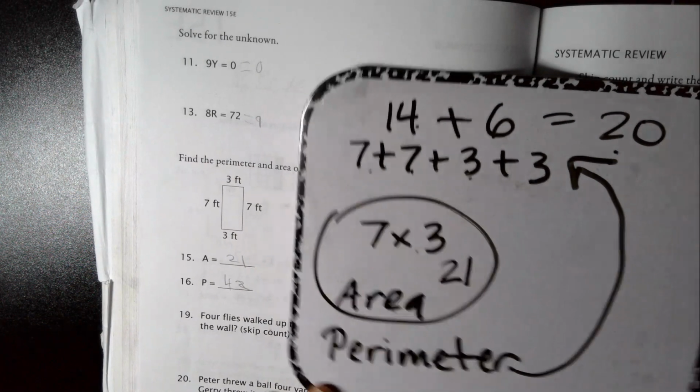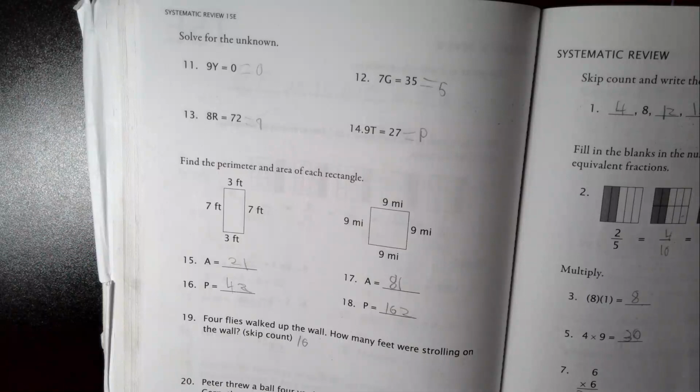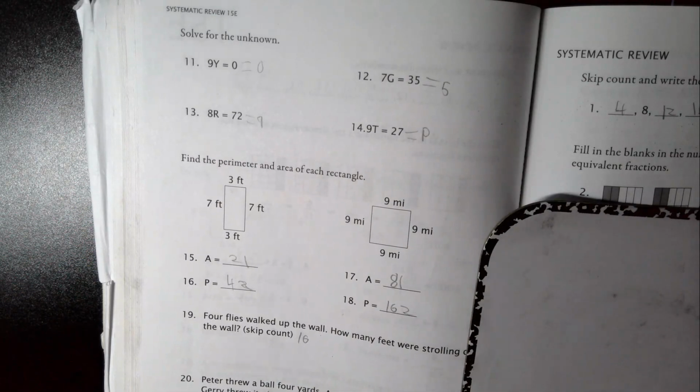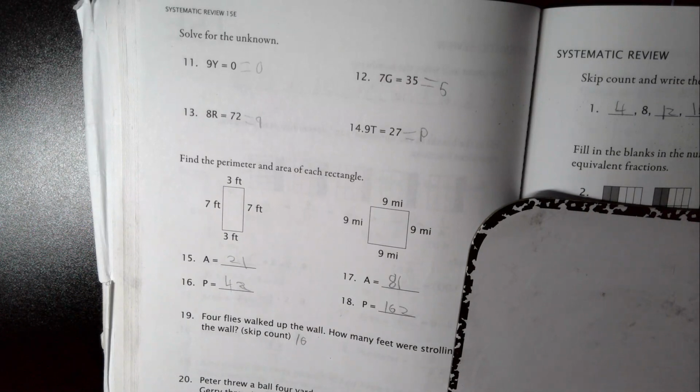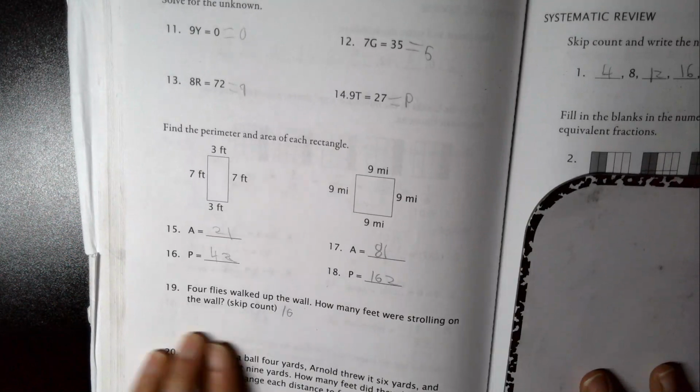Okay? Try to think of it that way. Area is a short word. It has the short equation. And perimeter is the long word, and it has the long equation. Okay, we'll move on from that to 19.